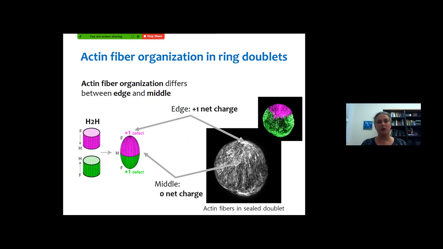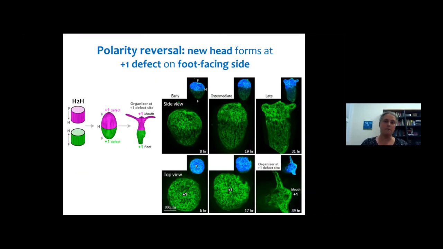And now relating to what I showed you in the early part of my talk, when we look at these cases of polarity reversal, we are in the head-to-head configuration, and we are in the cases where a head grows on an originally foot-facing side of the tissue.